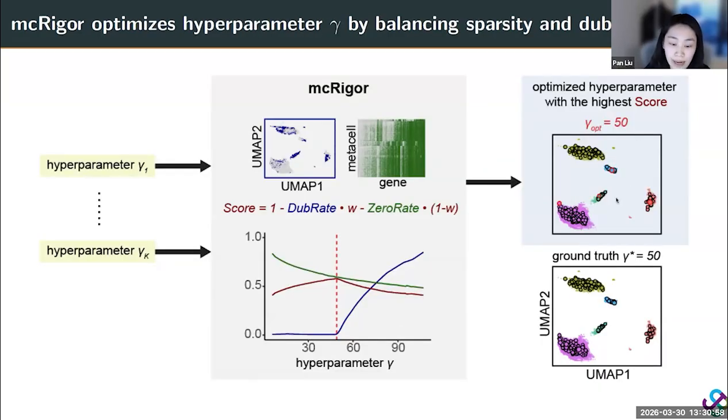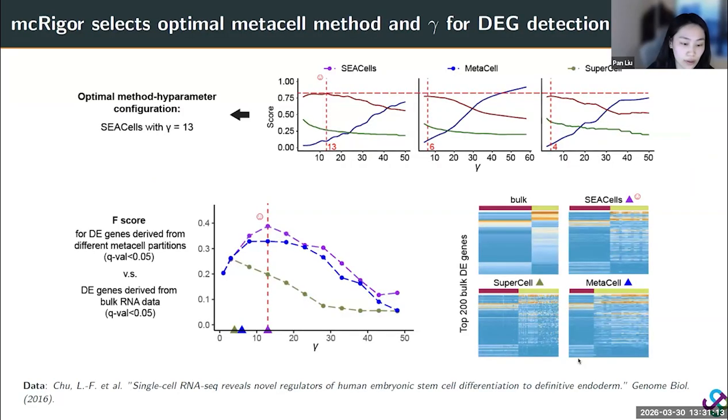And here on the right, we have proved using our simulation data that mcRigor can accurately find the optimal hyperparameter that best aligns with the ground truth. This is just one example to show you how our mcRigor can help optimize the hyperparameter in the DE gene detection analysis tasks.